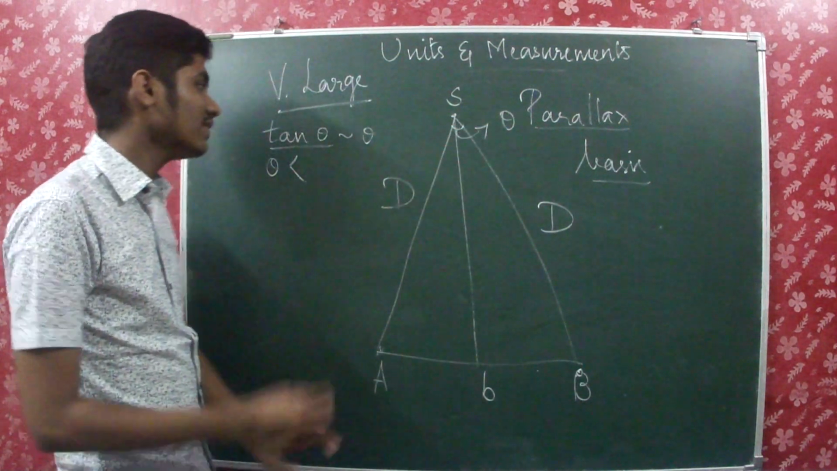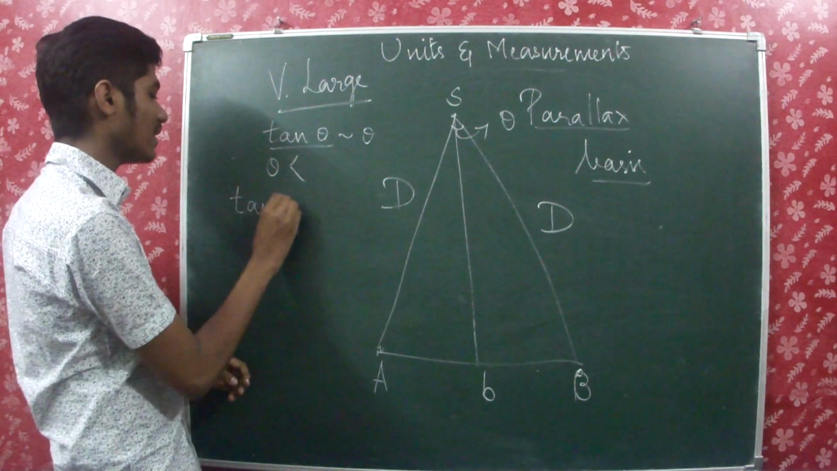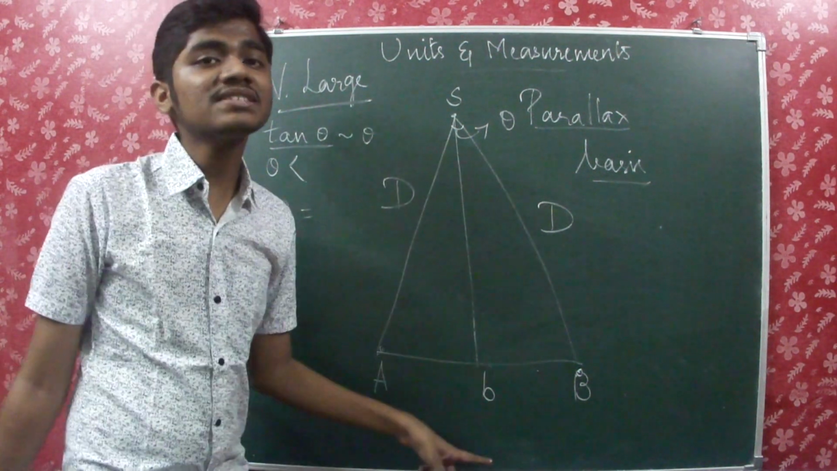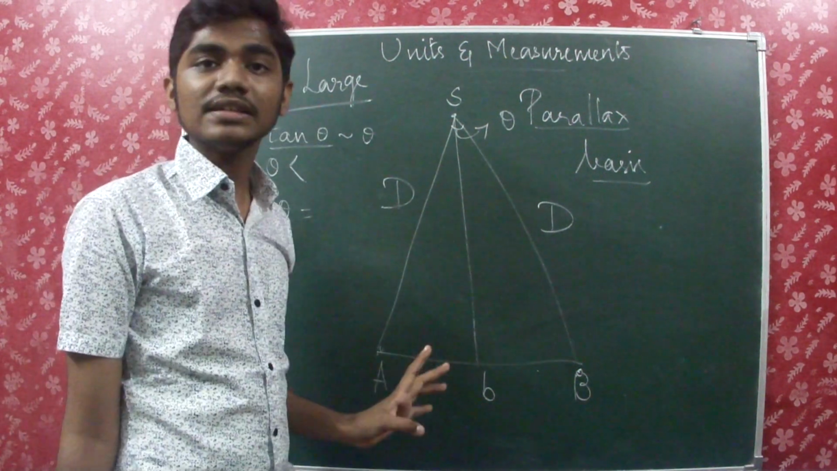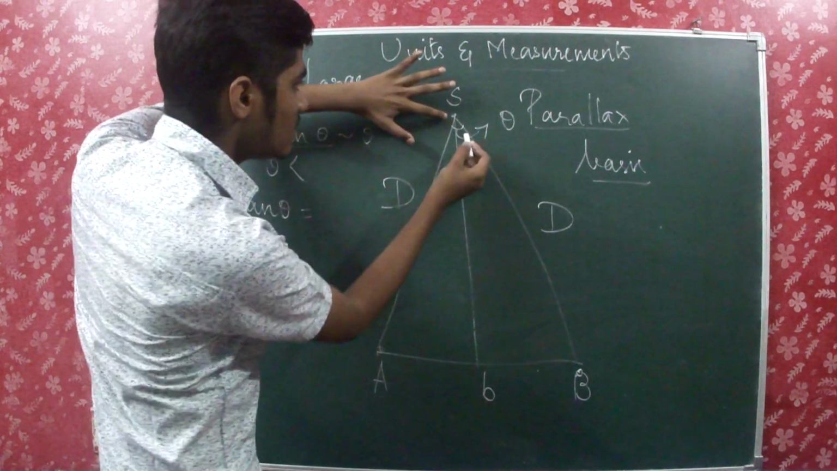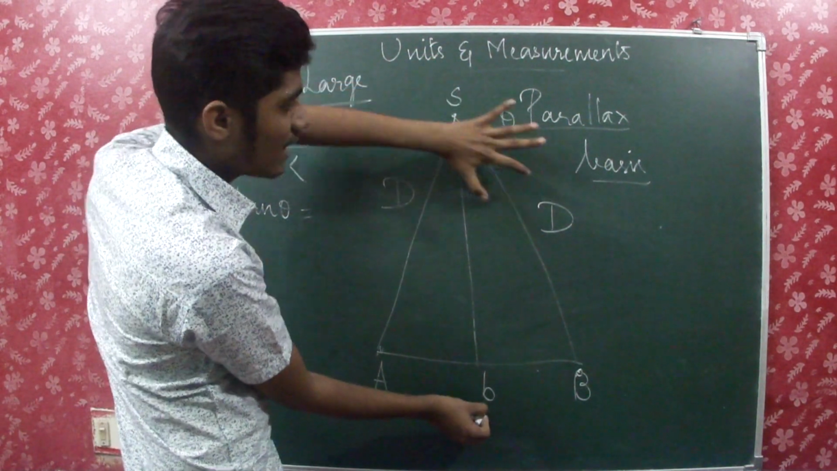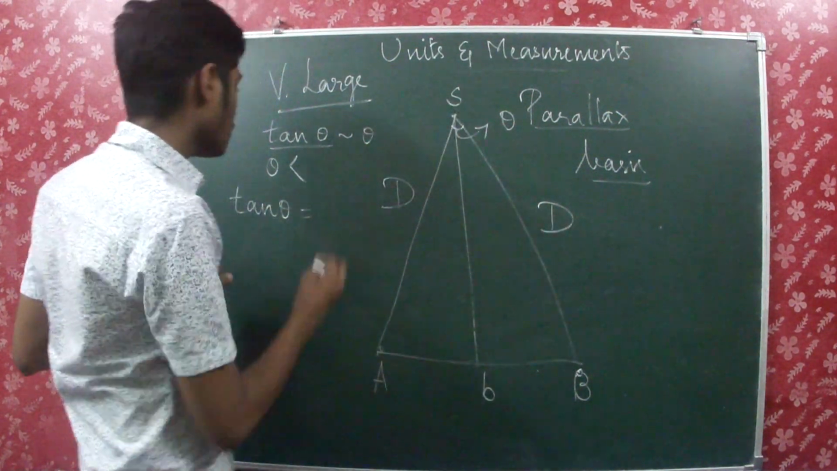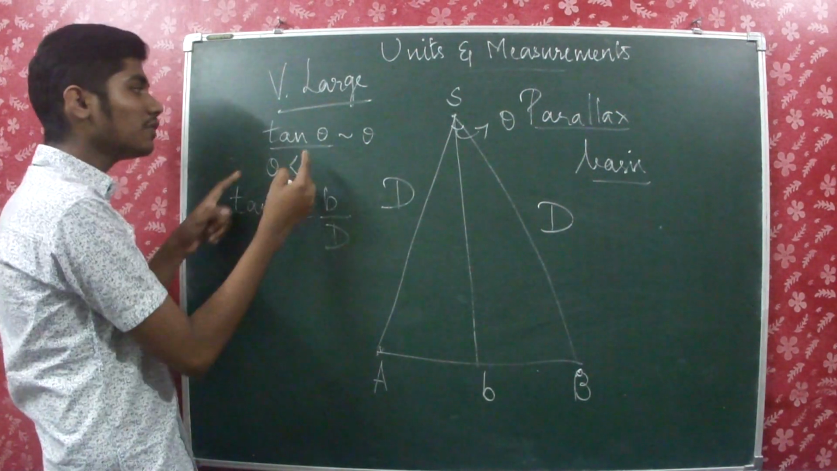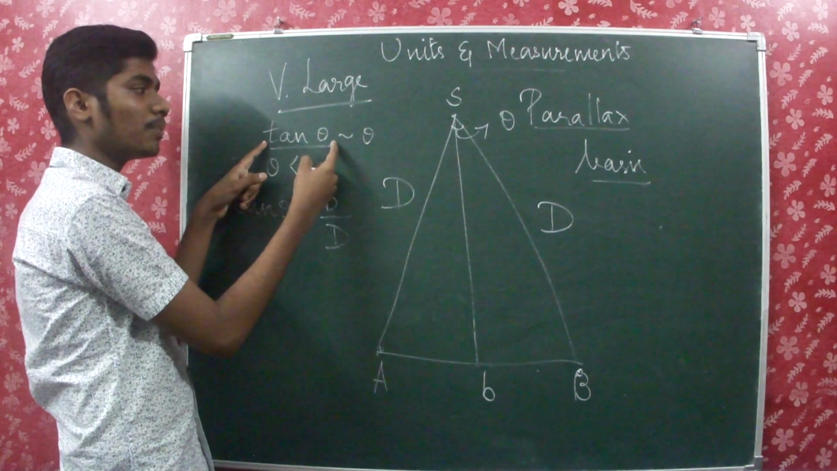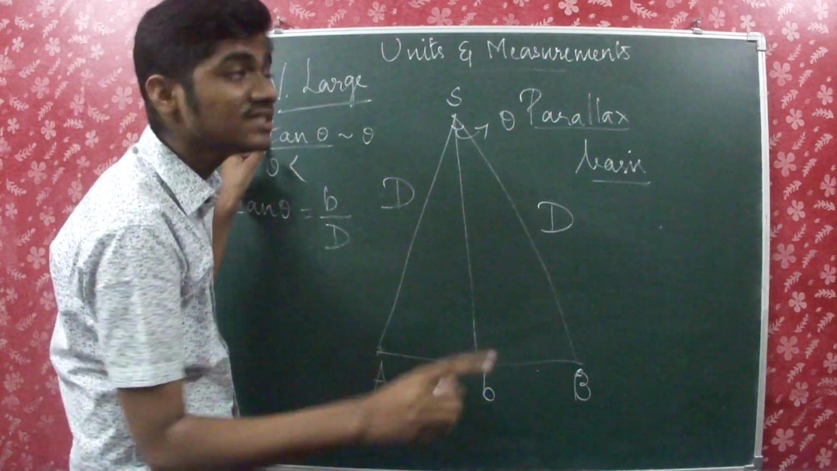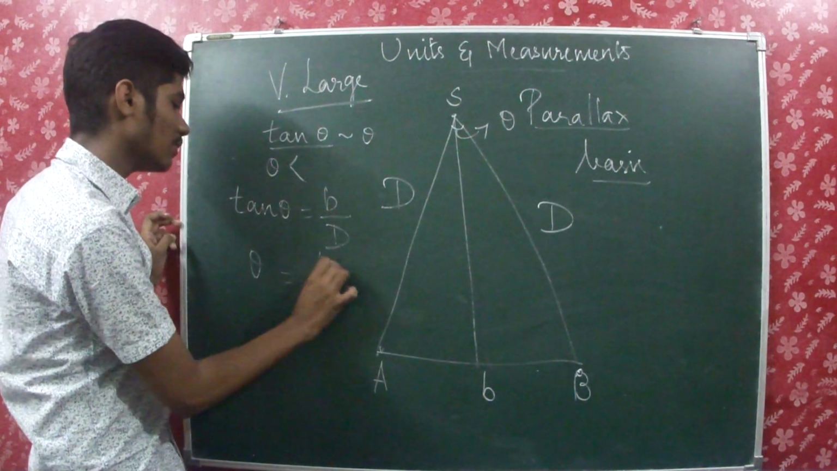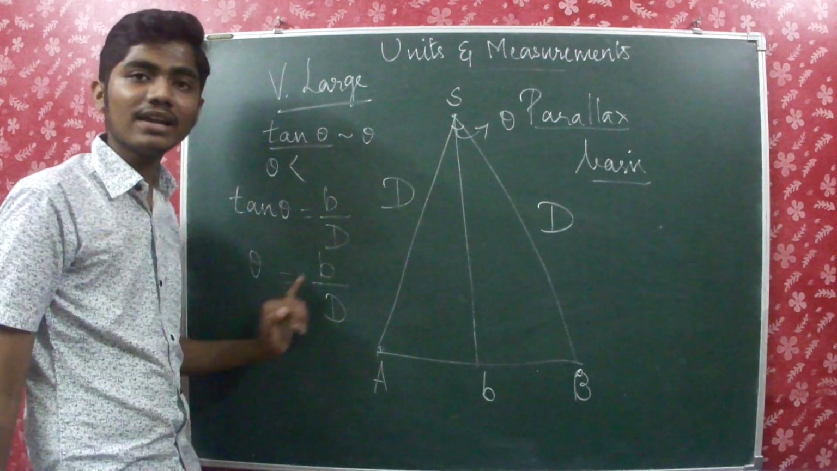So can we find tan theta from this figure? What is tan theta? Opposite by adjacent. Am I right? So this is opposite, this is theta, so this is opposite by adjacent, so b by d. Here I told you that tan theta is approximately equal to theta only because the value of theta is very small. So I can write it as theta is equal to b by d. Am I right?